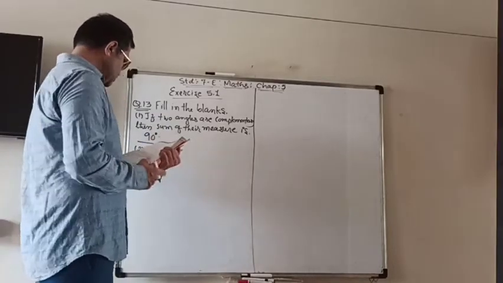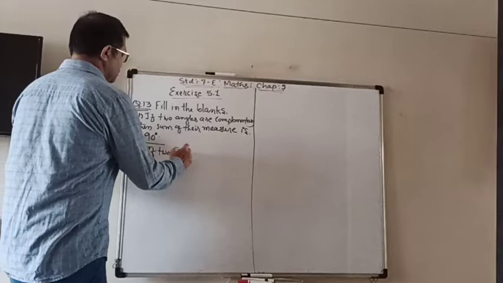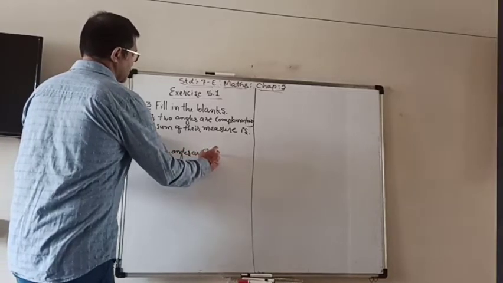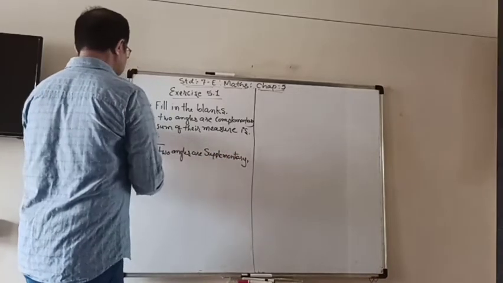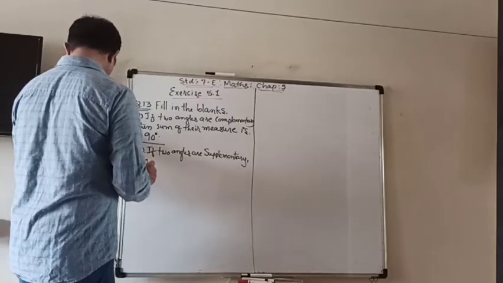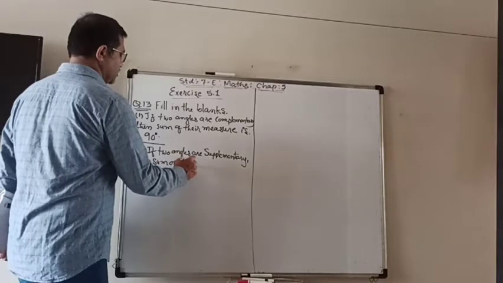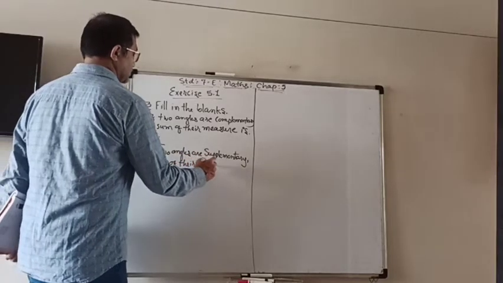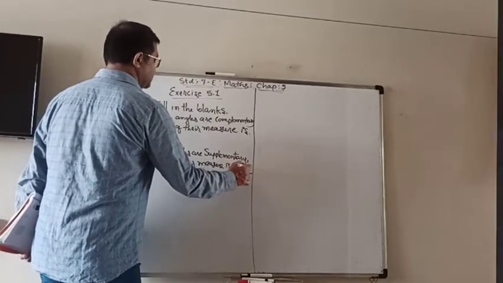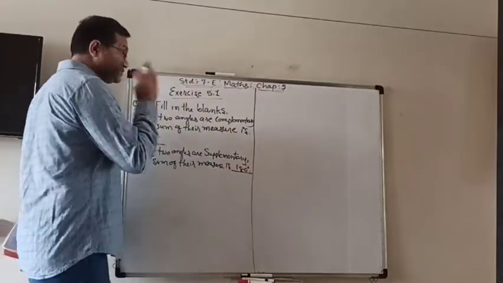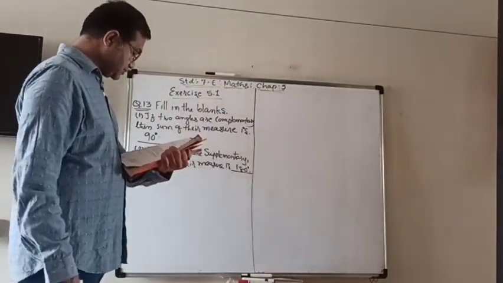Second one, if two angles are supplementary, then the sum of their measure is blank. We already talked that when they are supplementary, the sum of their measure is 180 degree. So don't get confused which is 90 and which is 180. Complementary 90 degree, supplementary it is 180 degree.